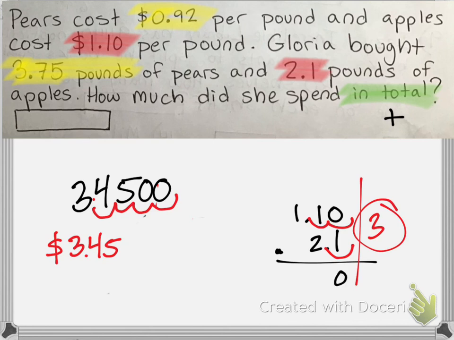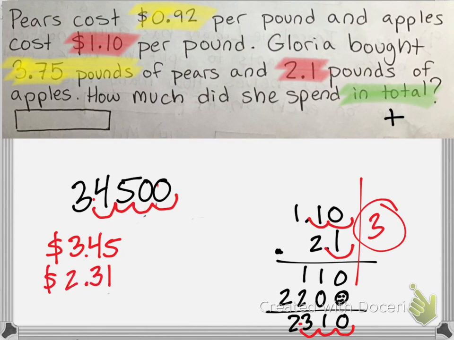For this second one, it's pretty easy. 1 times 0, 0. 1 times 1, 1. 1 times 1, 1. Magic 0. 2 times 0, 0. 2 times 1, 2. 2 times 1 is 2. I add these together. 0, 1, 3, 2. I got to move my decimal back 3 places. 1, 2, 3. I'm going to get $2.31.